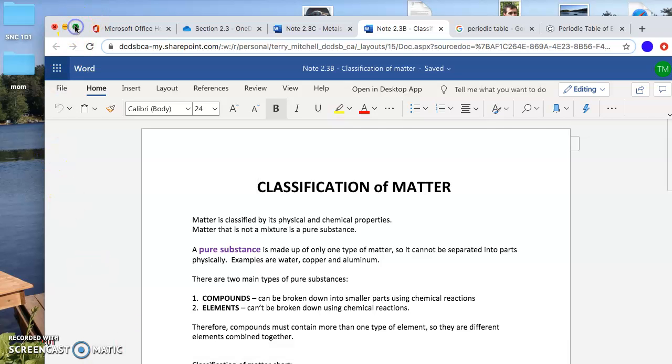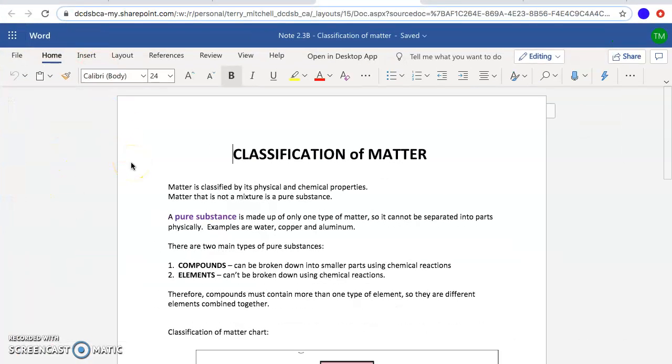All right, so last day we talked about matter, and we talked about how everything is made up of matter, and matter is something that has weight or mass and takes up space. So what we're going to do today is look at the classification of matter. Now, matter is classified by its physical and chemical properties.